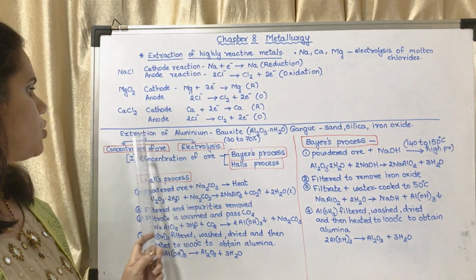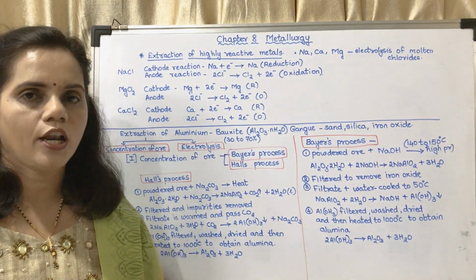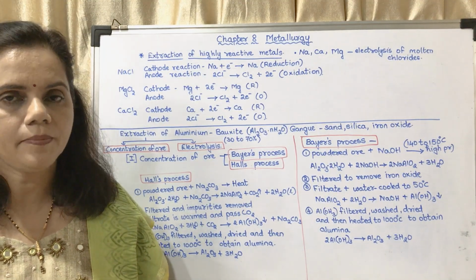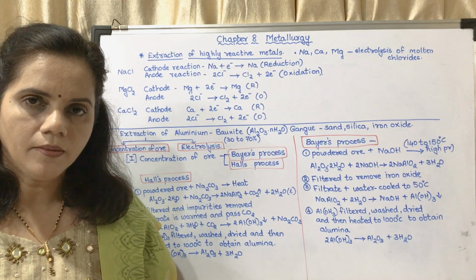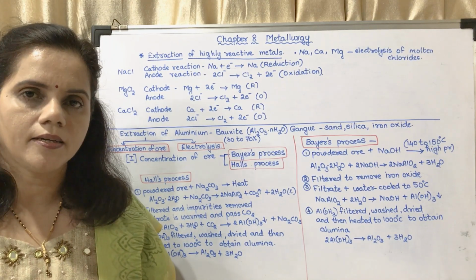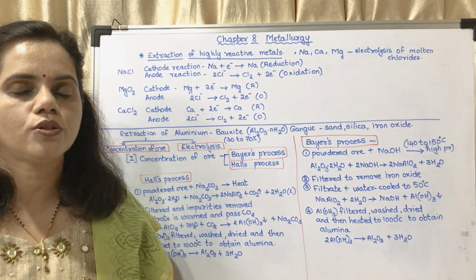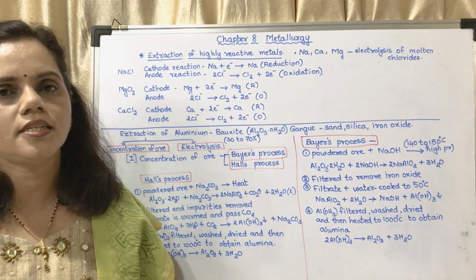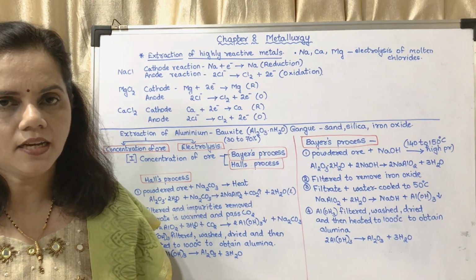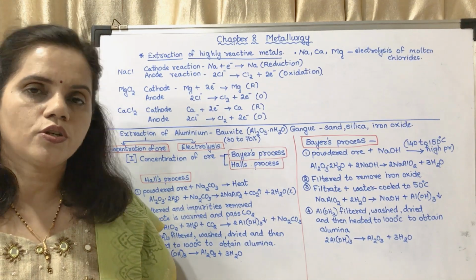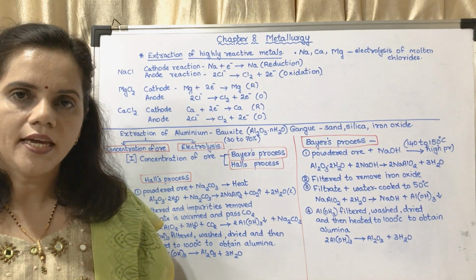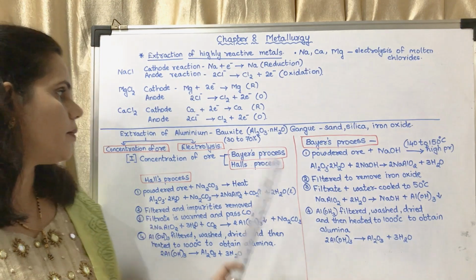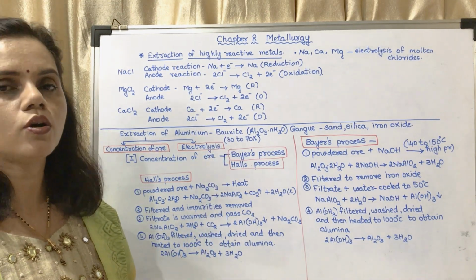Now we may move on to the next topic, that is extraction of aluminium. Extraction of aluminium is a very important topic for the chapter. Aluminium is a metal with atomic number 13. Its electronic configuration is 2, 8, 3. It has 3 electrons in its outermost shell, the valence shell. It will lose those 3 electrons, and so its valency is 3. Now, the ore of aluminium. What is the ore of aluminium?